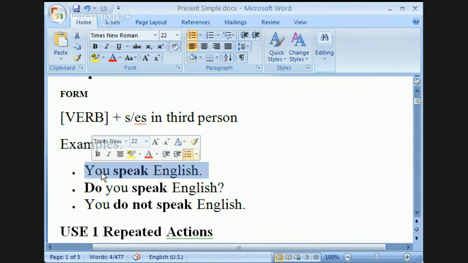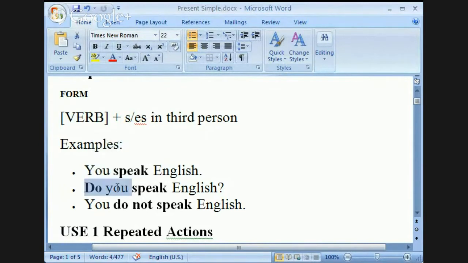Okay, so that's the third person. Basically, you're talking about he, she, it. In first person, I speak English, or in the plural, they speak English, we speak English. No need for the s. All right, so very simple. You speak English.